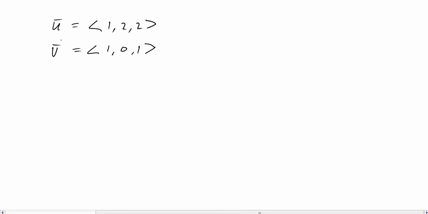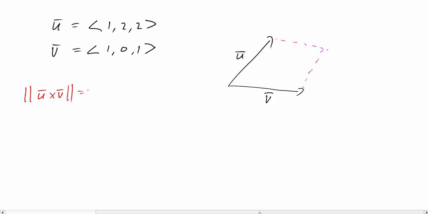Now, if u and v are representing adjacent sides of a parallelogram, for example, if this is vector u, and this here is v, then if we want to find the area, these are adjacent sides that make up a parallelogram, the way we can find the area is by looking at the magnitude of the cross product. And that's going to be equal to the area of the parallelogram.